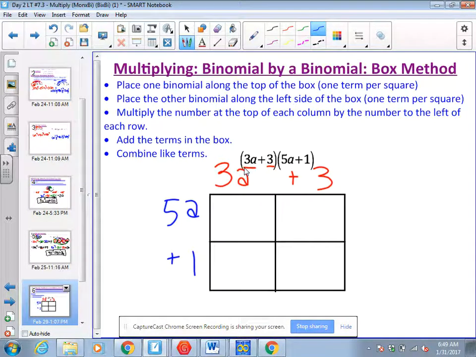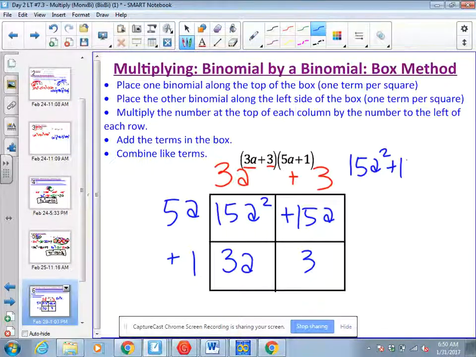And then sort of like the multiplication tables that you did when you were in elementary school, where you find two terms and you multiply them together and where they meet in the middle. That's kind of what's going to happen. We're just going to multiply each thing. So 5a times 3a, that's going to give me 15a squared. Then for this box, it's 5a and 3. That's a plus 15a. 1 and 3a is going to give me 3a. And 1 and 3 will give me 3.